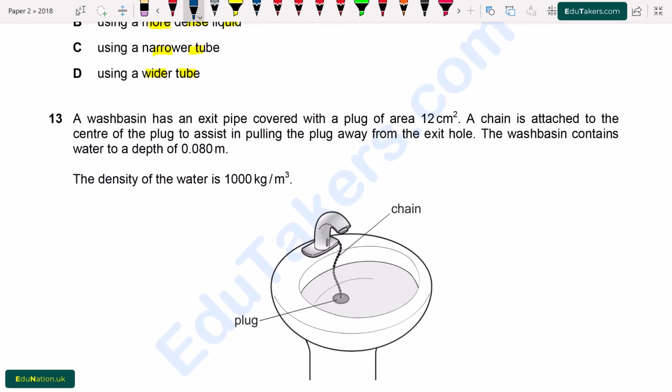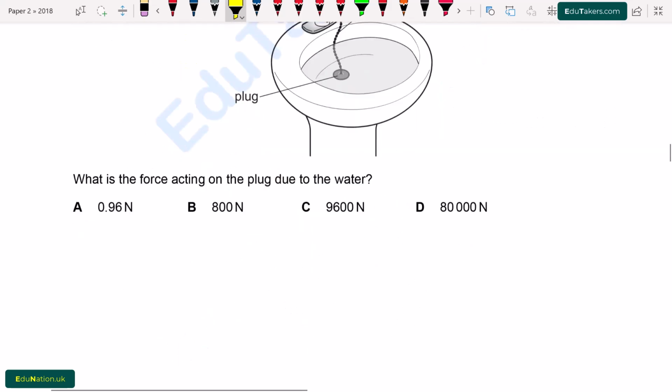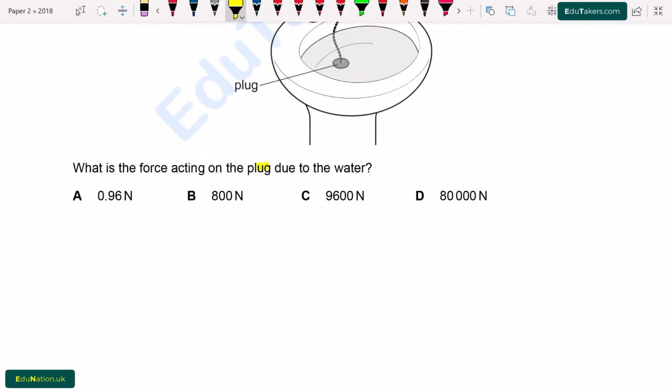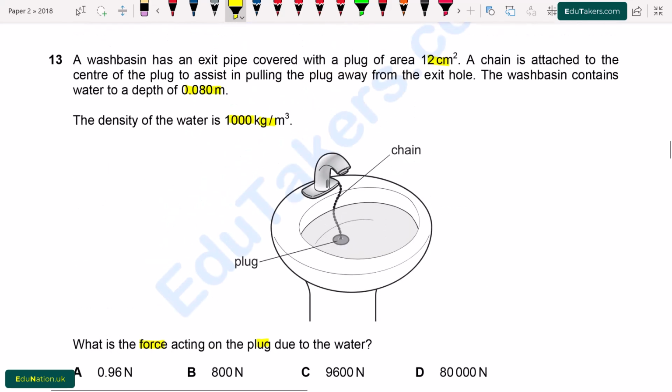Question number 13. A wash basin has an exit pipe covered with a plug of area 12 cm square. A chain is attached to the center of the plug to assist in pulling the plug away from the exit hole. The wash basin contains water to a depth of 0.080 meter. The density of the water is 1000 kg per meter cube. What is the force acting on the plug due to the water? So here basically we have to find out force.